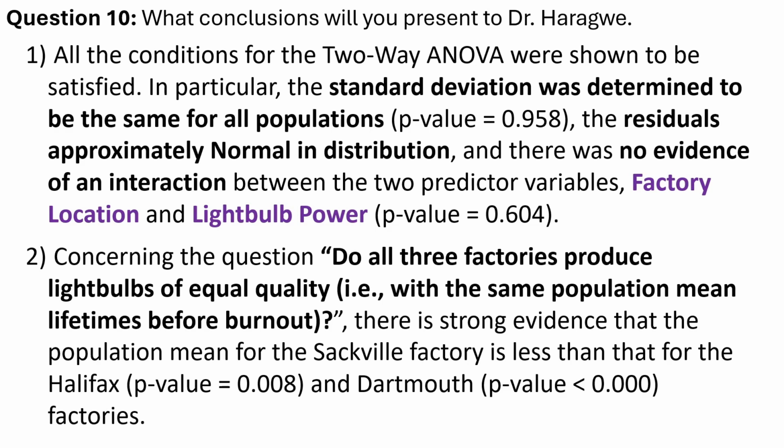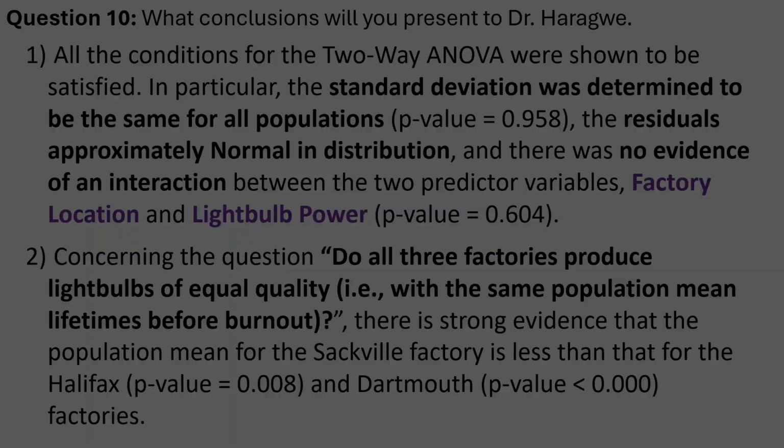Right, so hopefully you can see how this kind of analysis can be very useful. So even though this was an imaginary scenario, it's not unrealistic. So Dr. Haragwe would be very interested to know that the quality of light bulbs being produced in the Sackville factory is less than those being produced in both Halifax and Dartmouth. And so what she could do is take her team of engineers to Sackville and try to figure out what is going on, what is different between that factory and the other two, and then make adjustments to improve the quality of her product.